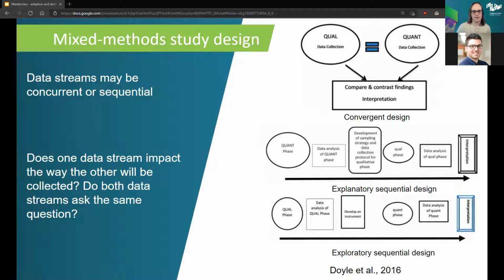On the other hand, I gave those examples of using one set of data to decide what data you're going to collect in the other stream. This might be a good time to use a sequential design. So there's two different types of sequential design in these diagrams here that I'm mapping out. The first is an explanatory sequential design.